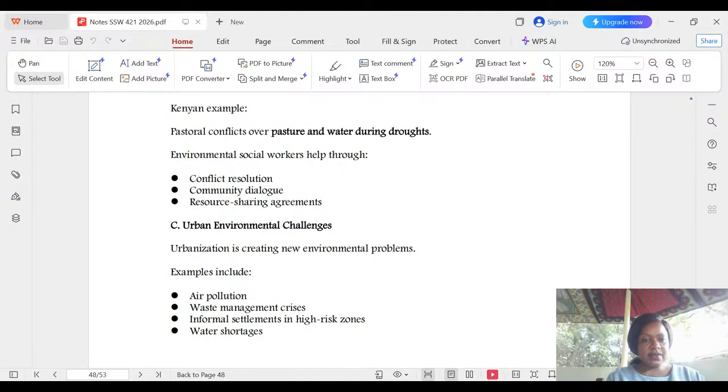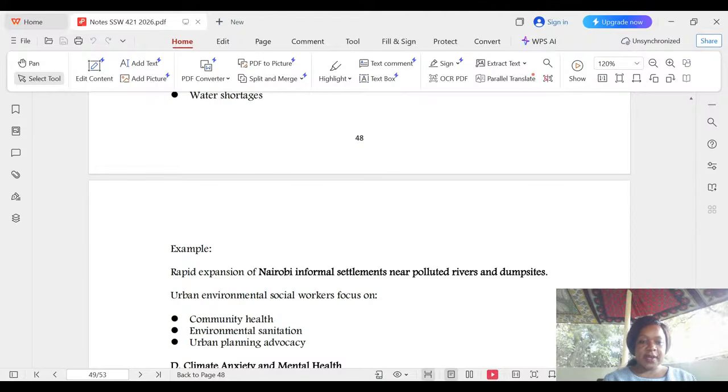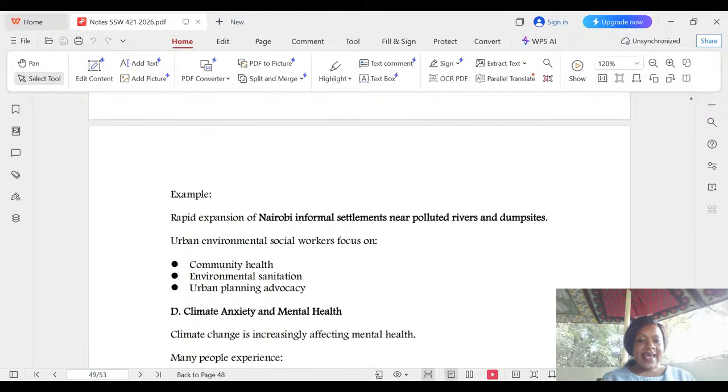Okay, urban environmental challenges. So urbanization is creating new environmental problems. Urban centers are not immune to environmental problems, as concrete as they are. So it would seem that their concreteness takes away the natural environment, but they did encroach into some previously very green space or sandy space. Okay. So examples include air pollution, waste management crisis, informal settlements in high-risk zones, and water shortages. For example, rapid expansion of Nairobi informal settlements near polluted rivers and dam sites. Environmental social workers will focus on community health, environmental sanitation, and urban planning advocacy.